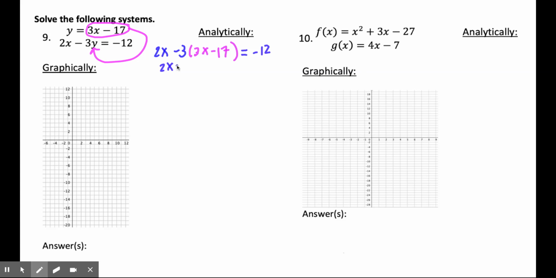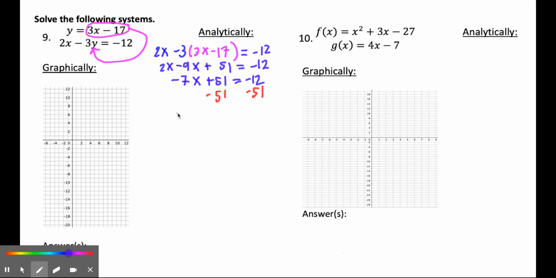So then that's 2x minus 9x plus 51 equals -12. And then combine like terms, that's -7x plus 51 equals -12. Then subtract 51 from both sides. And you got negative 7x equals negative 63. And then divide by negative 7. And you get x equals 9. So the x-coordinate of your point of intersection is 9.